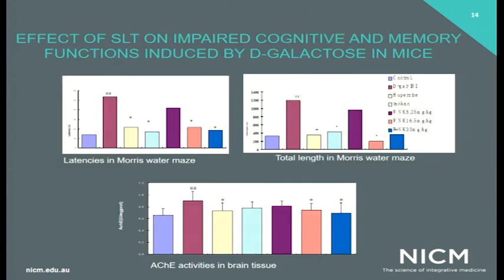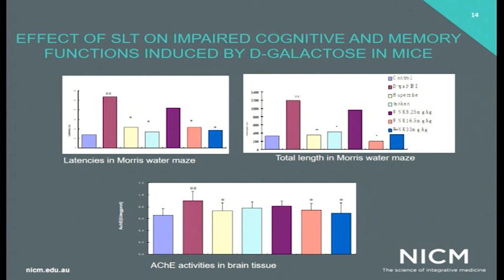This is another vascular dementia model, induced by D-galactose in mice. In the Morris water maze, we identified that both the medium and high dose compared to control significantly reduced the total length of travel and also the latency before the mice found their exit. This implies there was a significant improvement in their neurocognition and memory function, allowing them to find the exit earlier and more quickly.